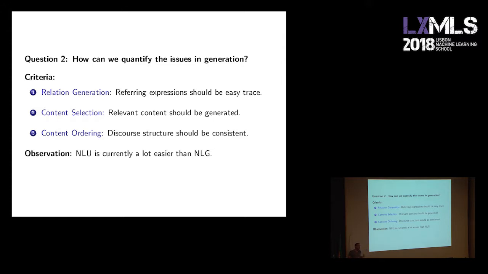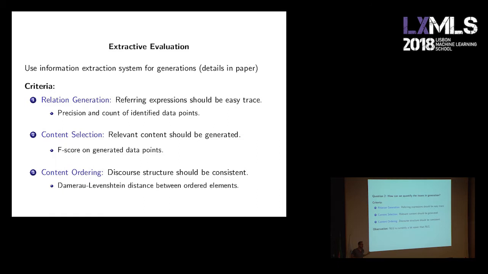One is how good it was at generating references in the document itself. How good was it picking out the right content to talk about? And how good was it at ordering that content in the document itself? And the key assumption we're going to make, which you may agree with or you may disagree with, is that natural language understanding is pretty good, and it's much better than natural language generation.